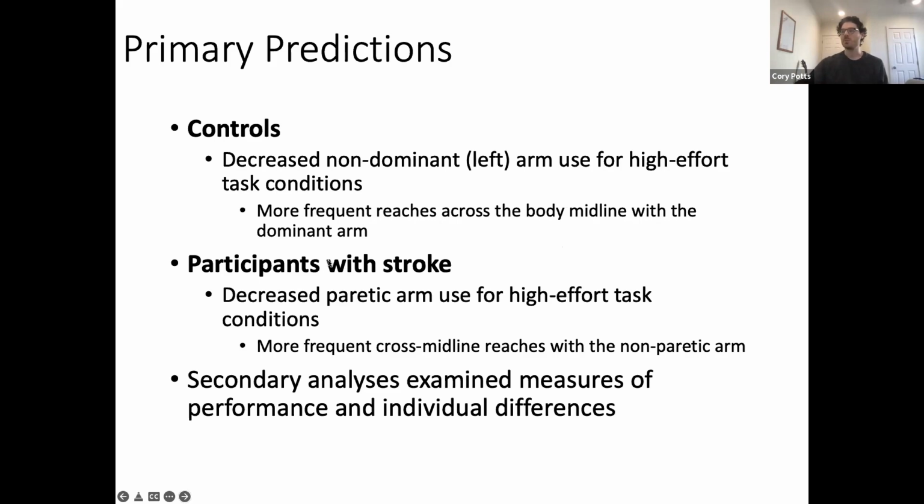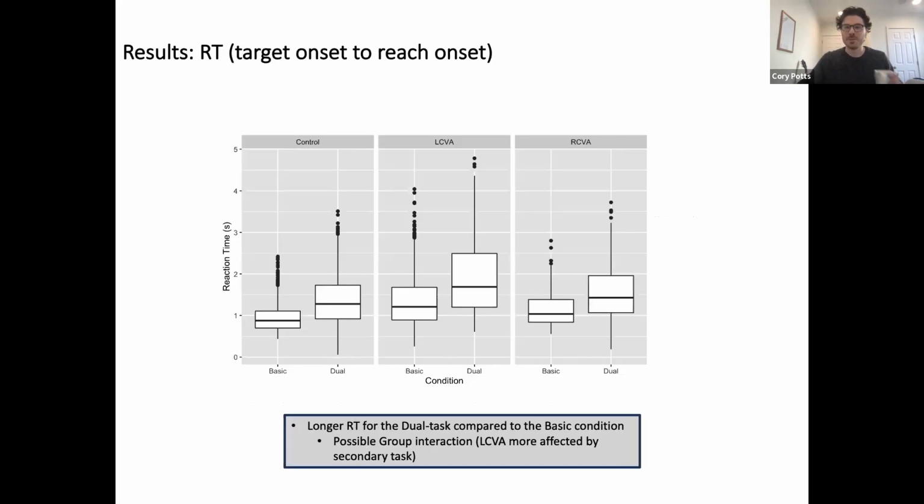For participants with stroke, we're predicting essentially the same thing, but now in terms of the paretic arm use rather than the non-dominant arm use. So we're expecting that as task demands increase, they will show decreased paretic arm use and also more frequent cross midline reaches into the opposite side workspace with the non-paretic arm. In secondary analyses, which I won't be talking about today, we're also going to examine measures of performance and individual differences. Okay, any questions about the predictions? If any come up, let me know.